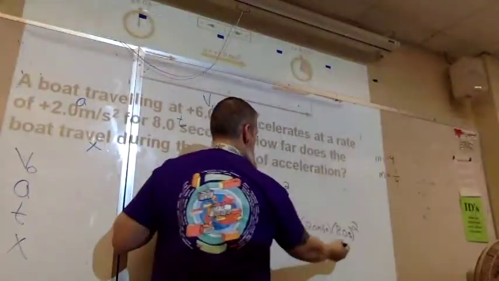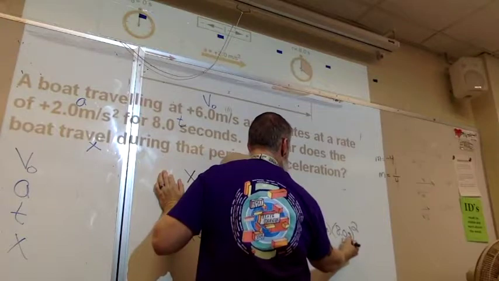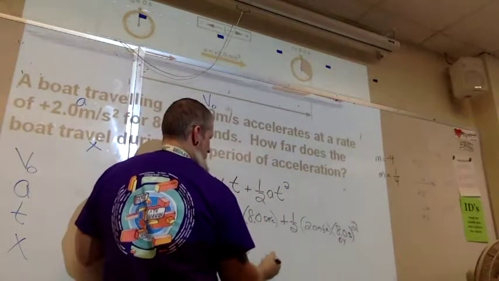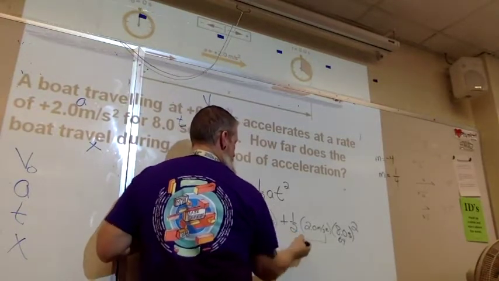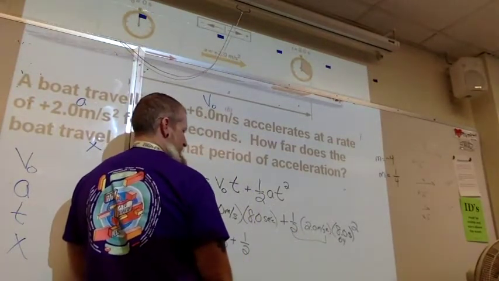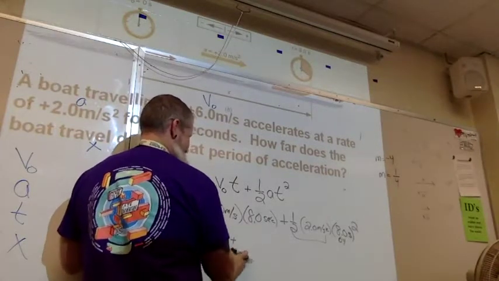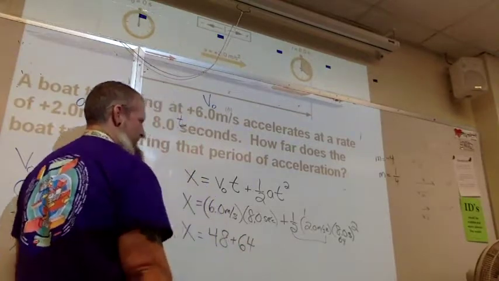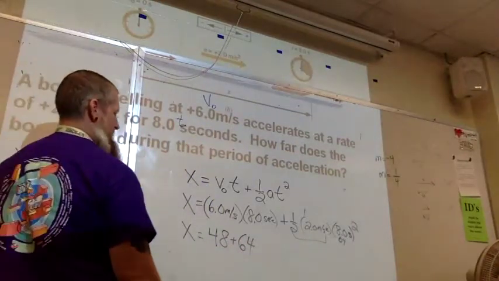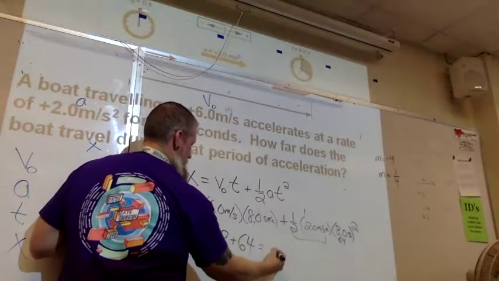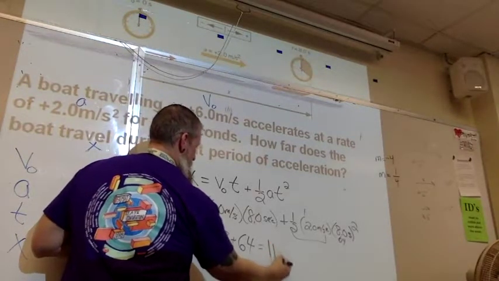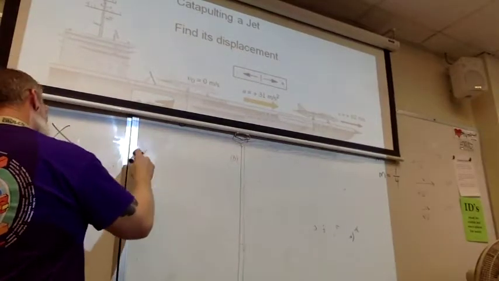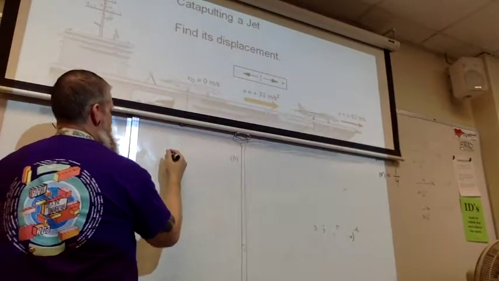I'm going to do this part separately. What's 8 squared? 64. So what's half of 2? 1. So I've got 64 there. And what's 48 plus 64? 112 meters.